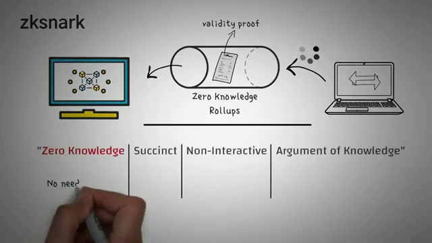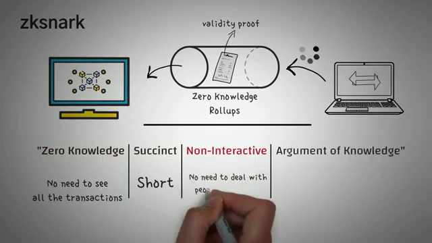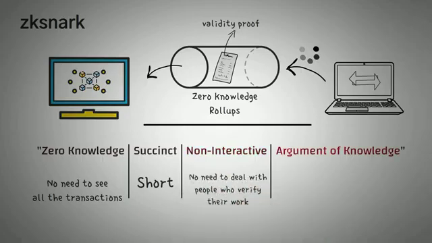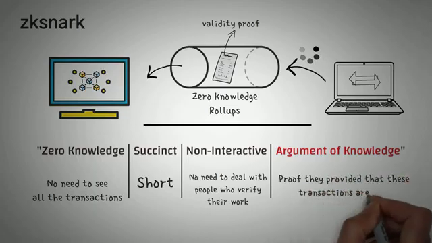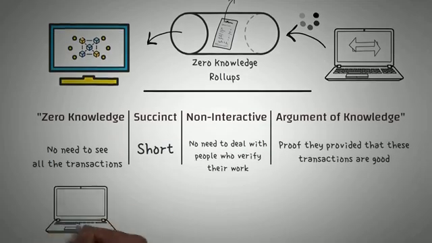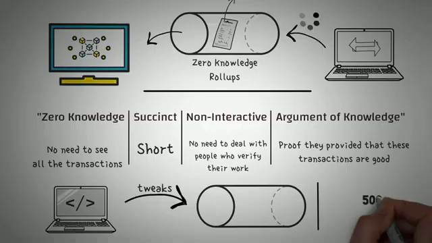If you break it down, ZK-SNARKs is an acronym. Zero knowledge means that they don't actually have to see the transaction data. This is very important. Succinct means that it's short. Non-interactive for this video means that they don't have to deal with the people who verify their work. And argument of knowledge, this basically just means this is the proof that they provided that the transactions are good. Wrapping it up, some calculations have said that with a little bit of technological tweaks, ZK rollups can hit a scale that is similar to Visa transactions, which is a huge milestone in blockchain technology.